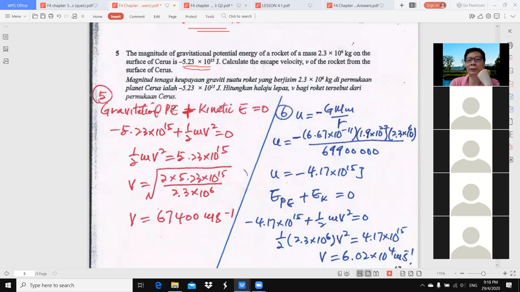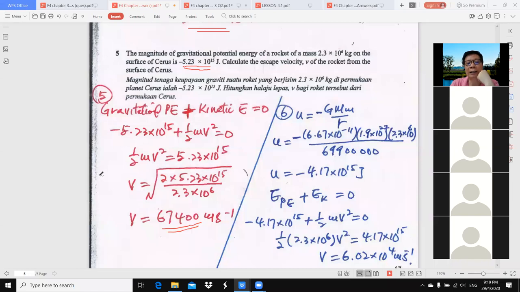Gravitational potential is given already, so you just take the value and put it here. Kinetic energy is half mv squared equals zero. Move this one to the right side and it becomes positive. Bring the mass over to the other side, times 2, then take the square root. Finally, you get this answer: 67,400 meters per second, the escape velocity to escape from the planet of Ceres.